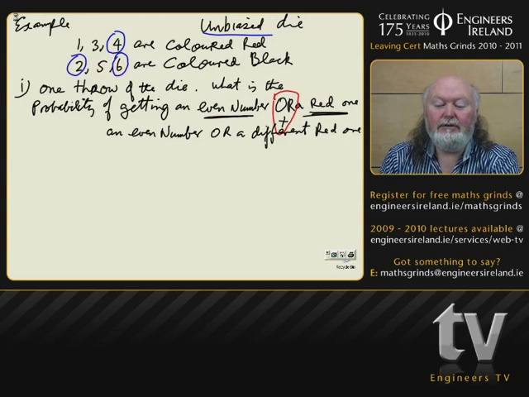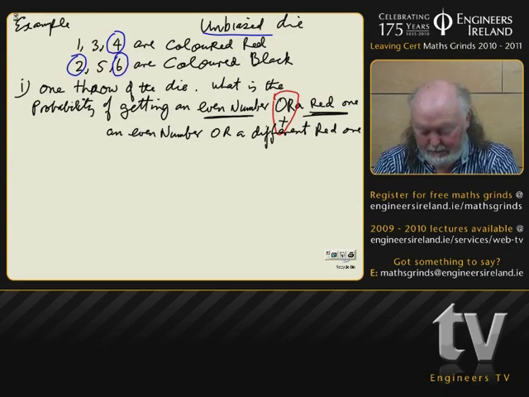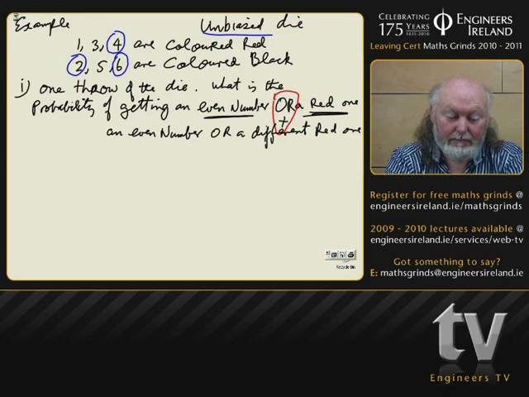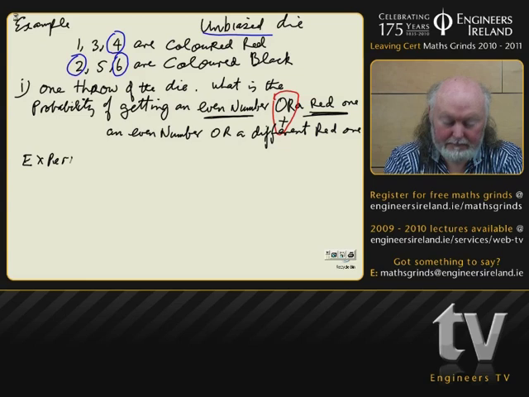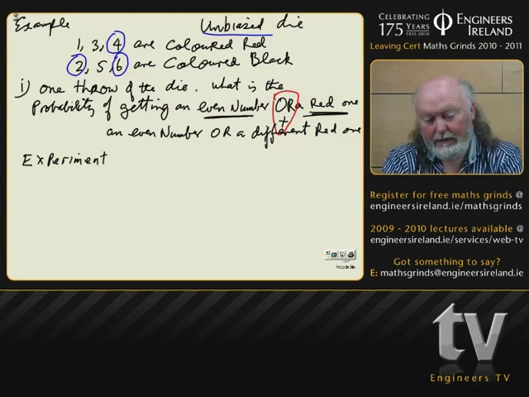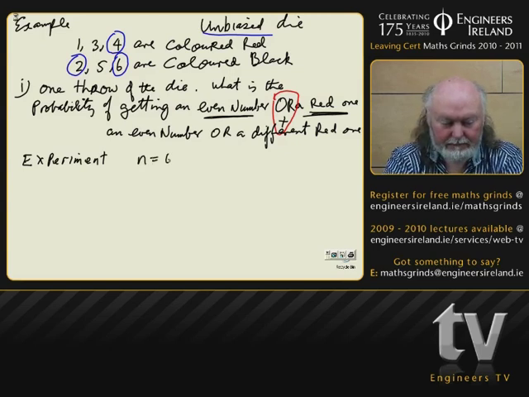Now we could do that by exhaustion. We could easily work out the possibilities. Experiment. One throw in its 6 event.